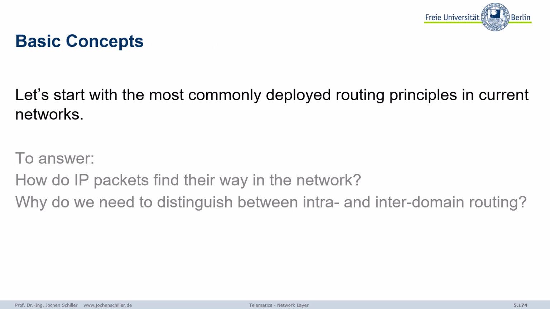So, what are the most commonly deployed routing principles? We have to look a bit into the theory to answer how the packets actually find their way through the network. I mean, it's a network of millions of nodes. So how do we find an optimal path? What is the best path? We'll see we have different metrics for this. What is best? What is the optimum?